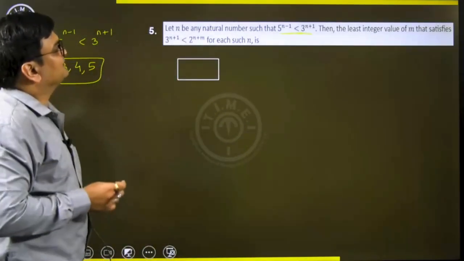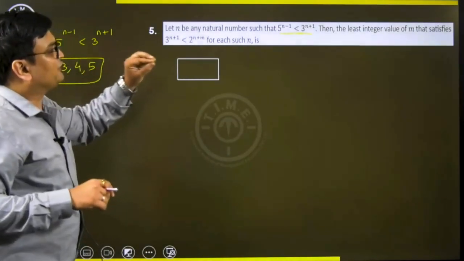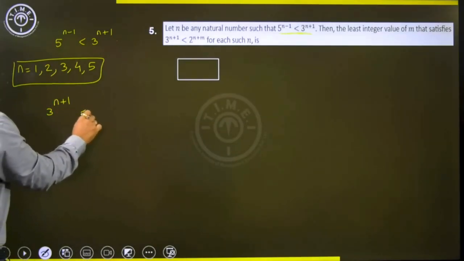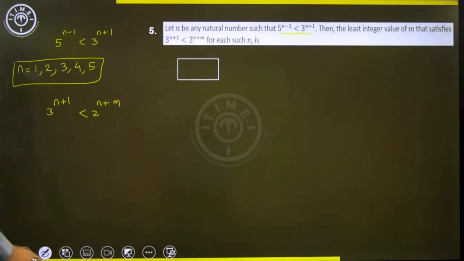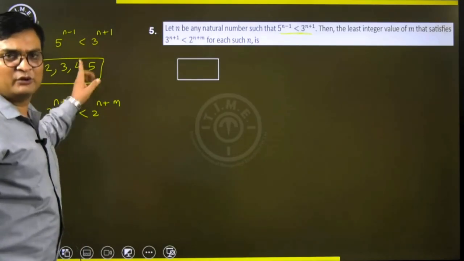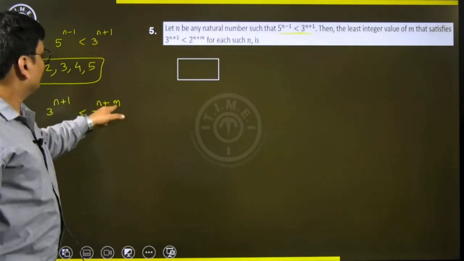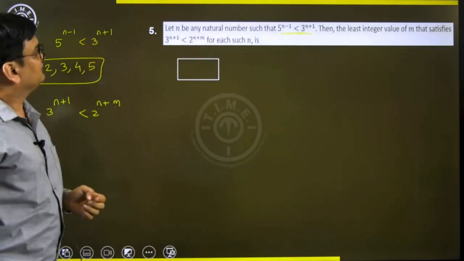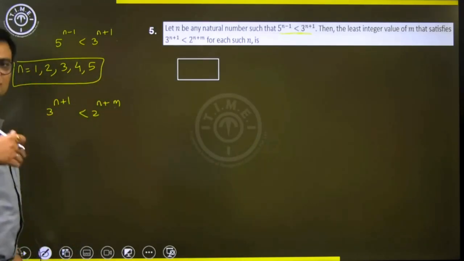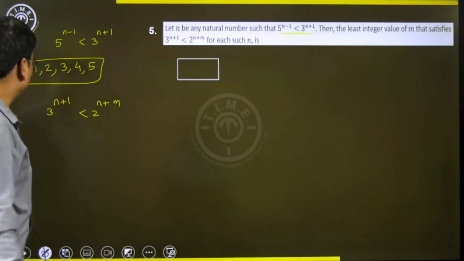And now let's read the question further. Then the least integer value of m, not n, the least integer value of m that satisfies another inequality is given. 3 to the power n plus 1 should be less than 2 to the power n plus m, for each such n. We already know that there are only 5 such n's, not 6, not 7, not 8, only 5 values. So he says what should be the least integer value of this m which should satisfy this inequality for any value that you put for n. So whether you put n equal to 1 or 2 or 3 or whatever, what is the value of m that will satisfy this inequality? Let's check.